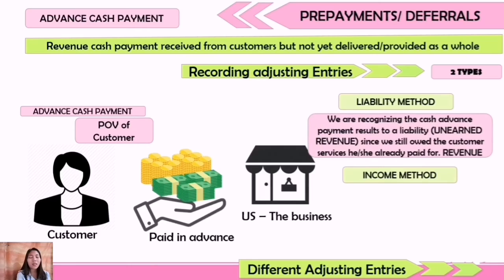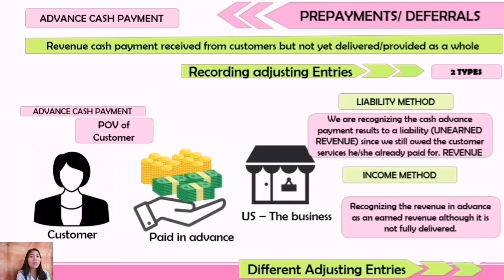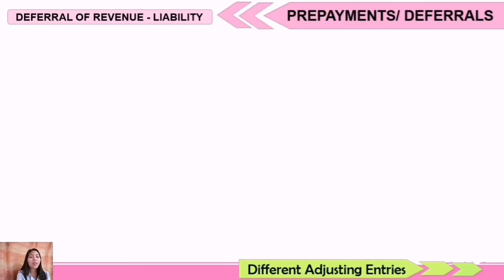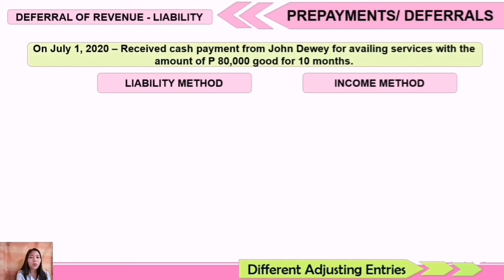In liability method, we are recognizing the cash advance payment that they had given us that will result to a liability because we owe them the service that they had paid for in advance. In income method, we recognize the revenue as an advance earned revenue. So to differentiate the two, here is the example.